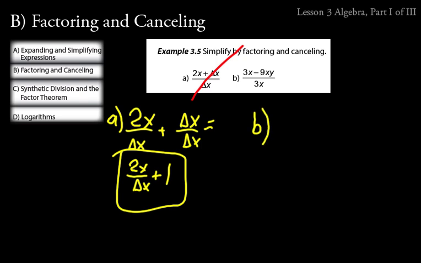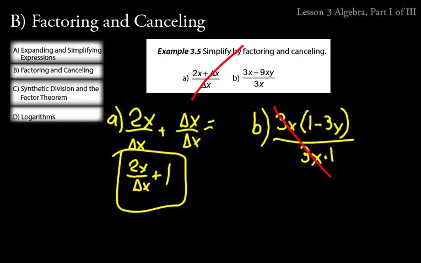B, do you see a common factor? Yes, a 3x. Factor that first. You can't just go like that and say the answer is minus 9xy. That doesn't work. So you have to factor a common factor and cancel that. 3x times 1 minus 3y over 3x. And that 3x on the bottom, that is a factor, right? It's understood that that's 3x times 1. We just don't write the times 1 part normally. Cancel the 3x's, and we're left with 1 minus 3y over 1, or just 1 minus 3y.